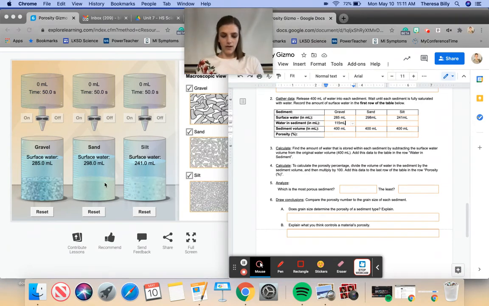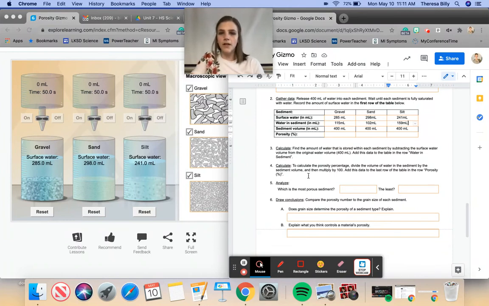Do the same thing for the other ones. 400 minus 298. There's 102 milliliters of water in that area with the sand. And 400 minus 241 tells us there's 159 milliliters sitting in with the silt. So just looking at those numbers, like who's able to hold on to the most water, looks like silt is able to hold on to the most. It has 159 milliliters compared to sand, who only has 102, and gravel, who has 115.